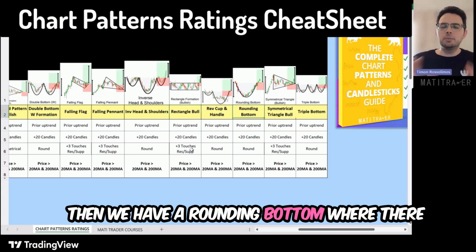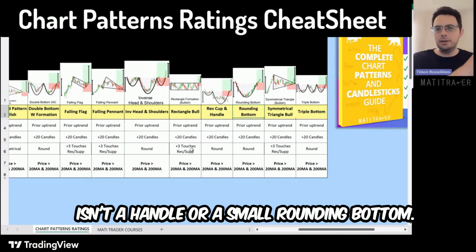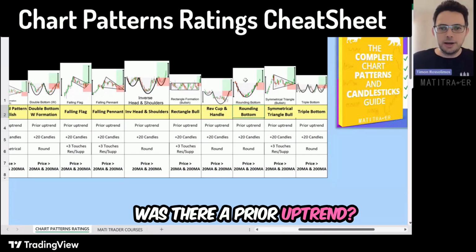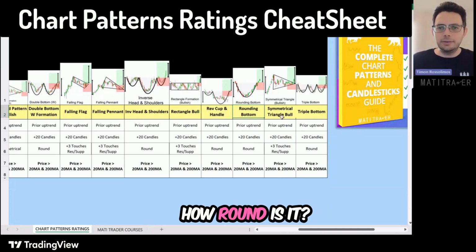Then we have a rounding bottom where there isn't a handle, or a small rounding bottom. It's just a rounding bottom that formed. Was there a prior uptrend? 20 candles. How round is it?